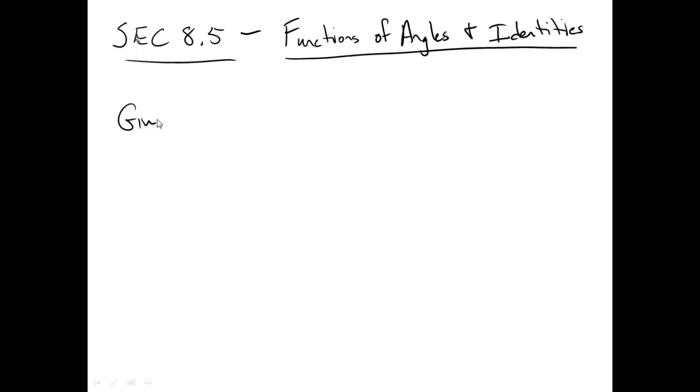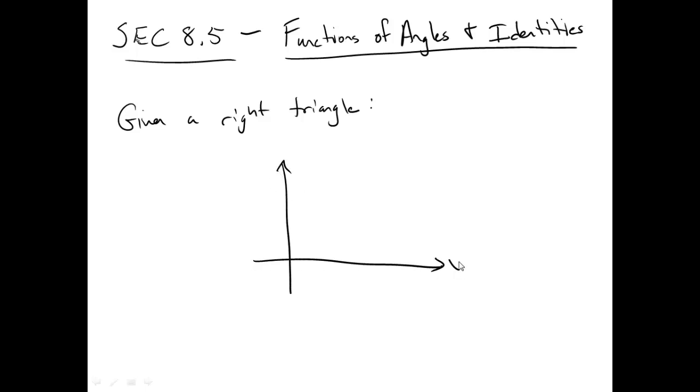So we'll say given a right triangle. And I'll make an x and y axis. So here's x, here's y. And we've got some angle here we'll call theta, and this will be a right triangle here. So this goes out to a point, and this will be a right triangle I created in the first quadrant.